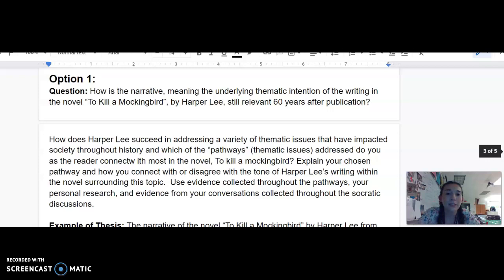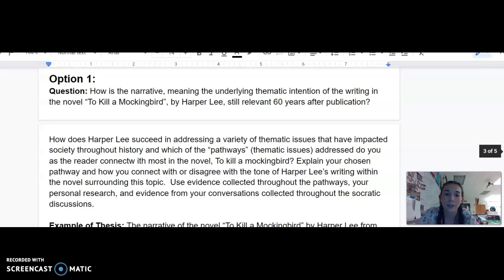How does Harper Lee succeed in addressing a variety of thematic issues that have impacted society throughout history, and which of the pathways, so those would be thematic issues, addressed to you as the reader connect with most in the novel To Kill a Mockingbird? Explain your chosen pathway and how you connect with or disagree with the tone of Harper Lee's writing within the novel surrounding this topic. Use evidence collected through the pathways, your personal research, and evidence from your conversations collected throughout the Socratic discussions.